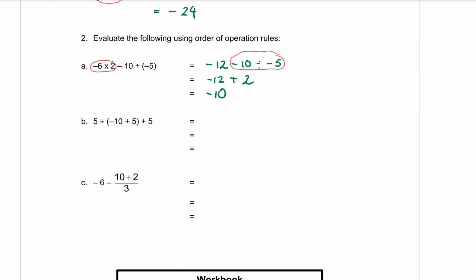Yes, Daniel. For the first step, when you do minus 12 minus 10 divided by minus 5? Minus 5. Yep. Shouldn't you do the division first and then minus 2?